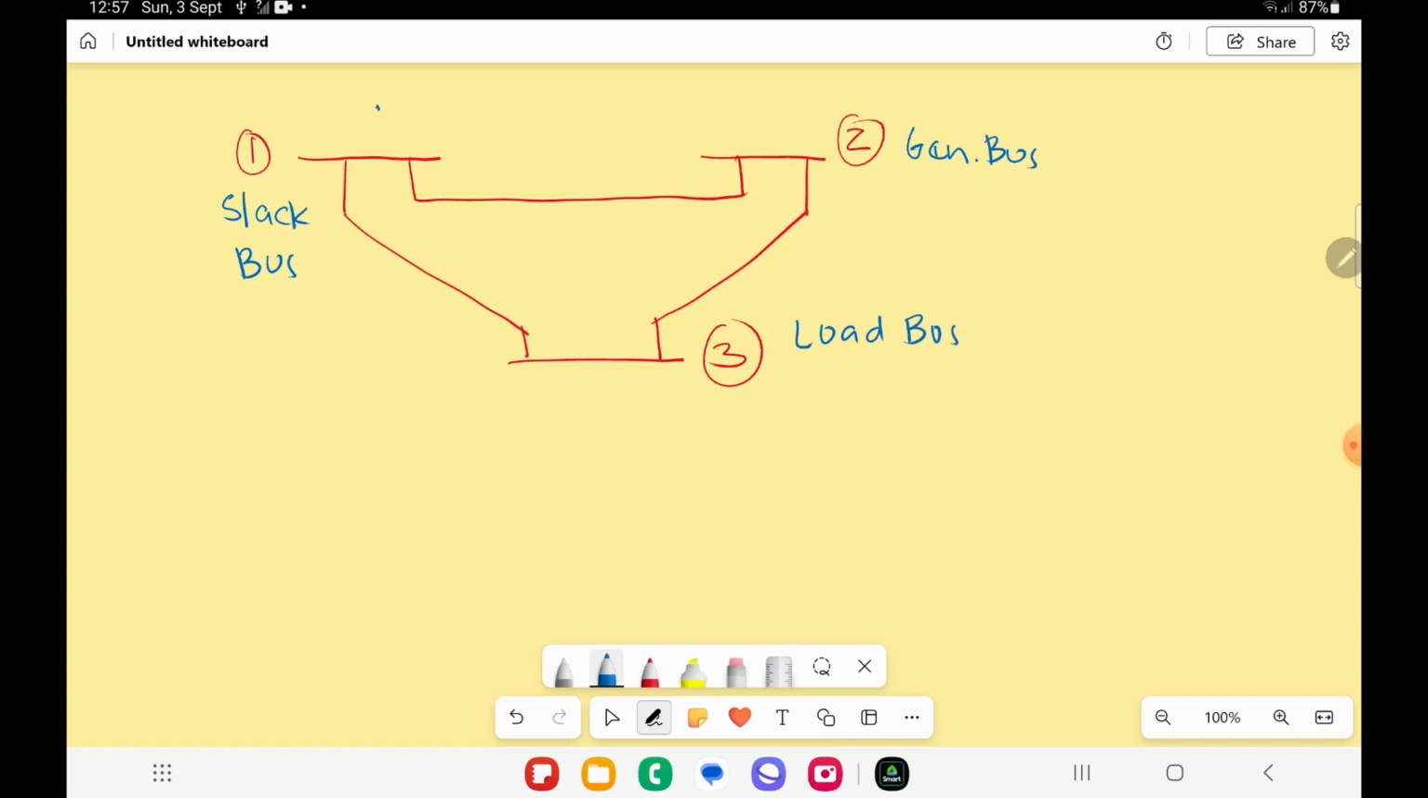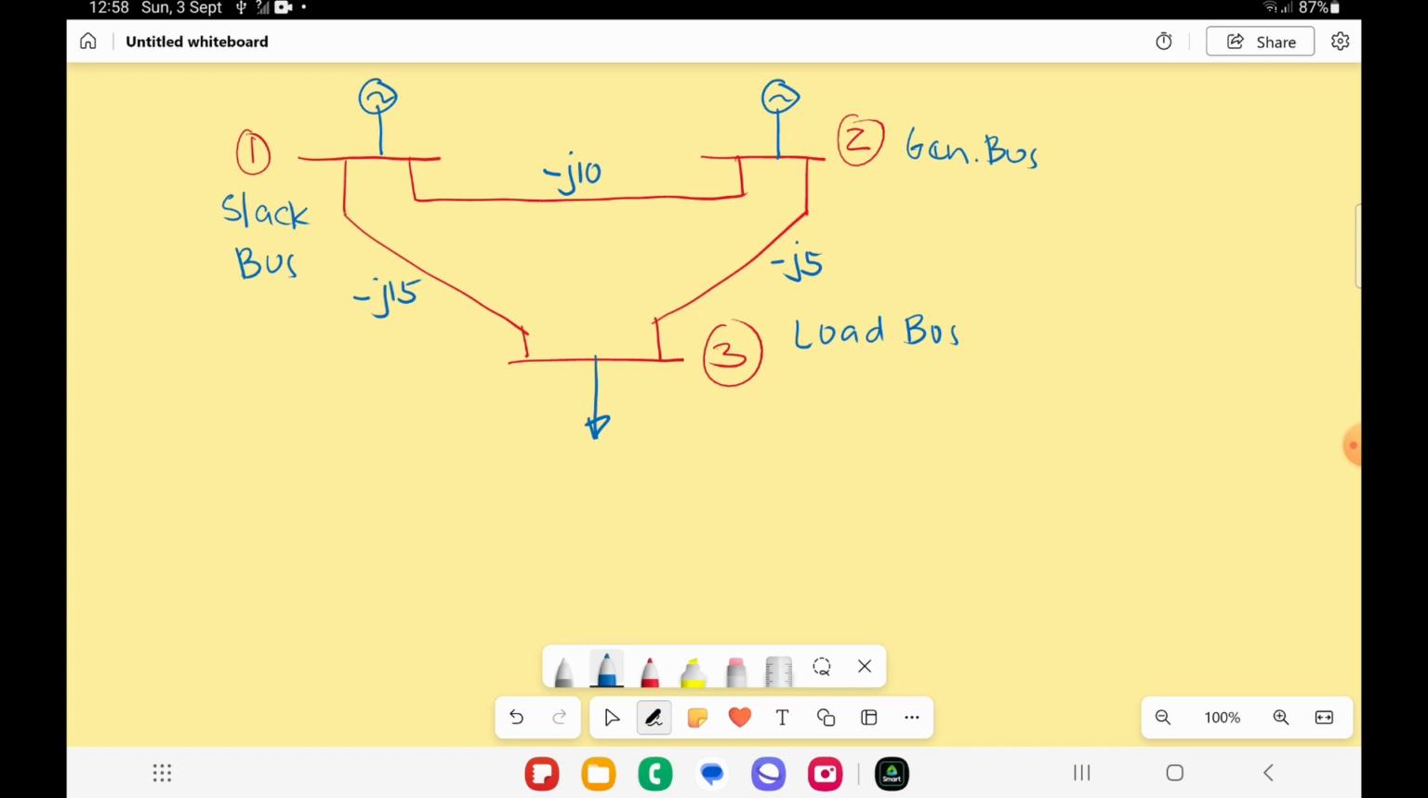So we have a generator and a generator in bus 2 and a load in bus 3. So this transmission line from bus 1 to bus 2 has an admittance of negative J10. From bus 1 to bus 3, we have negative J15. And from bus 2 to bus 3, we have negative J5.